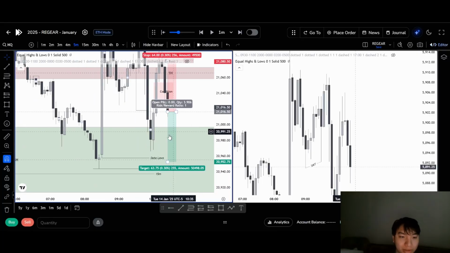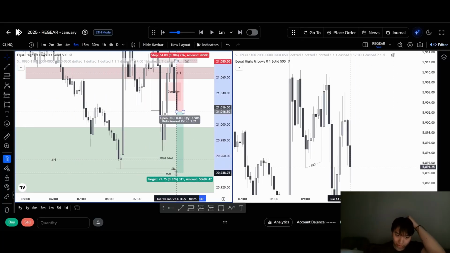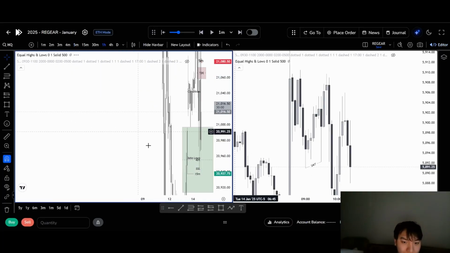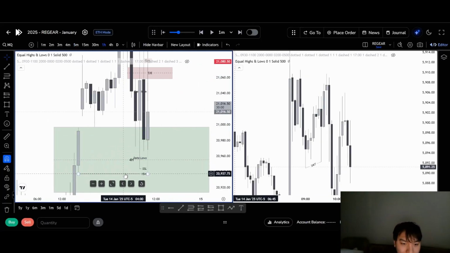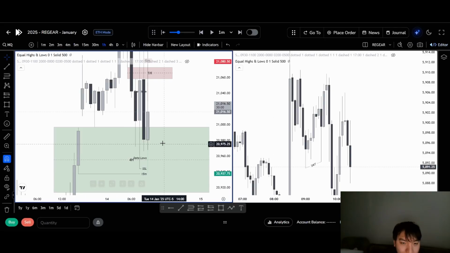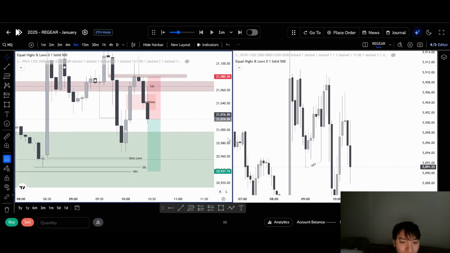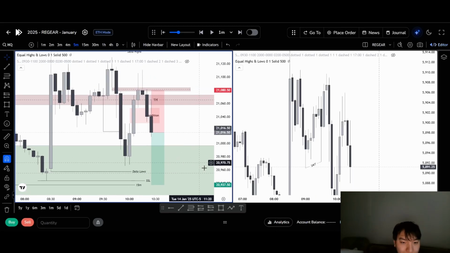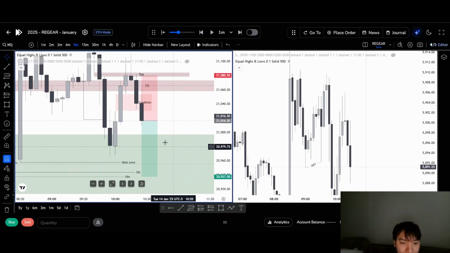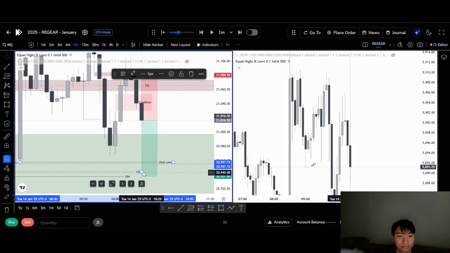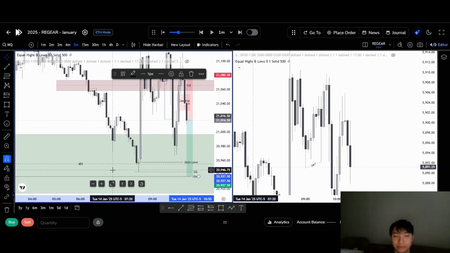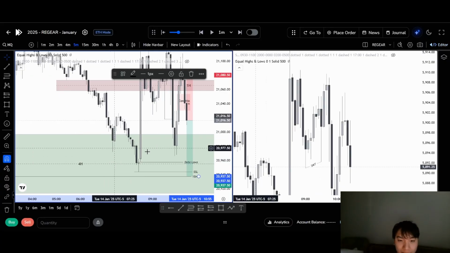1-to-1 wouldn't be so bad here. Maybe until it's unfilled 15. Where's the hourly? Hourly's right here. Unfilled 15. I might just go to the 15. Break even at data lows. No, I'm not going to break even at data lows. I'm going to break even at this sell side because it's also hourly intermediate low.